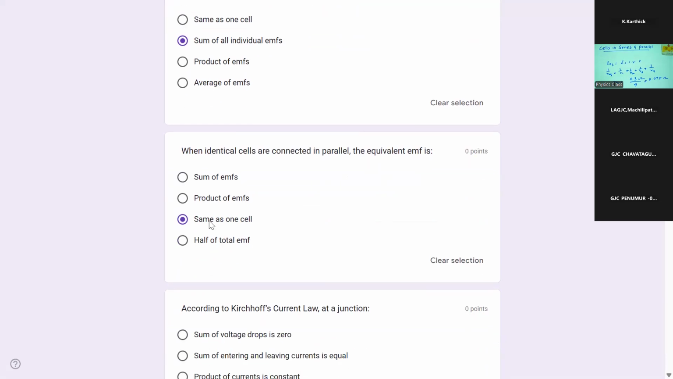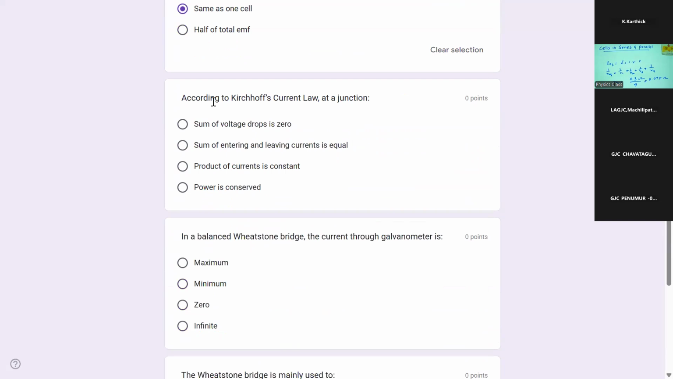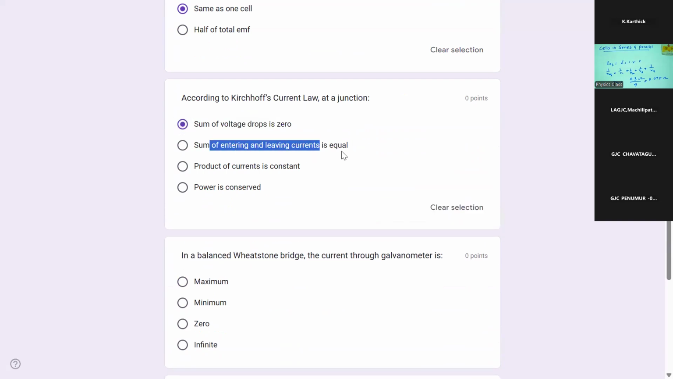Very good. Clear. Good. And the next one. According to Kirchhoff current law at a junction, according to the first rule, that is Kirchhoff current law, the sum of the voltage drop is 0. Sum of the entering and leaving currents equal. Product of currents or current constant, power is conserved. Which one is correct? According to Kirchhoff current law.